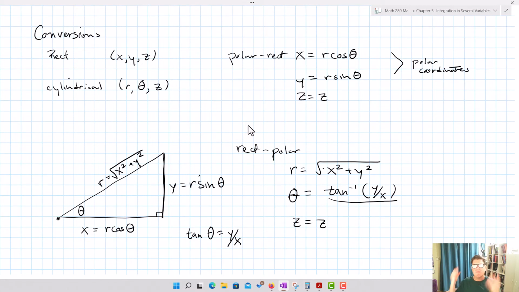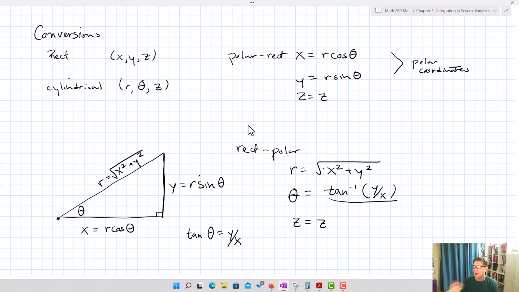And then z is just a z coordinate. So there you go. Now that we've got our coordinate system, you want to make sure that you do know this. This is the kind of thing that you really want to have memorized. We're going to use it a lot. So make sure that you know this.